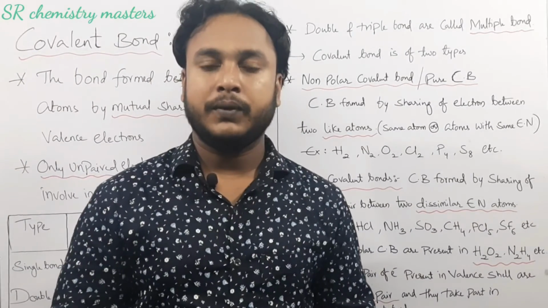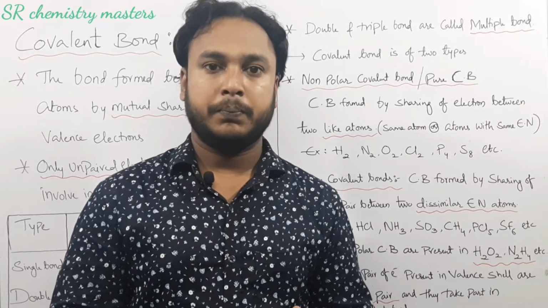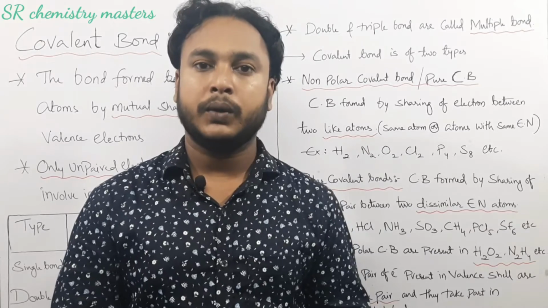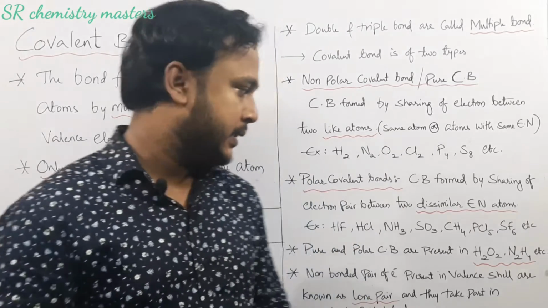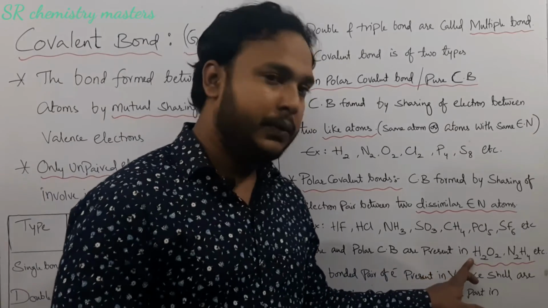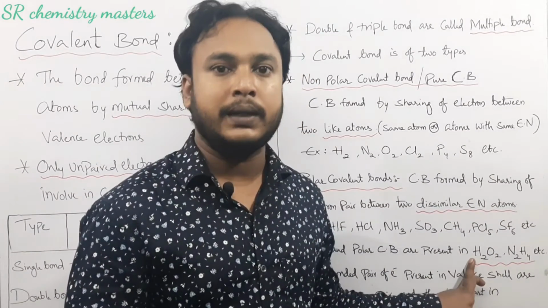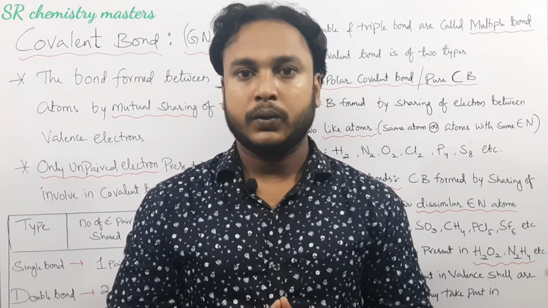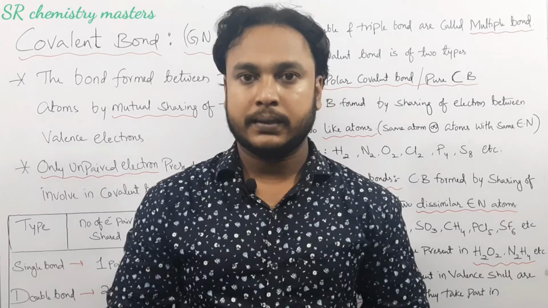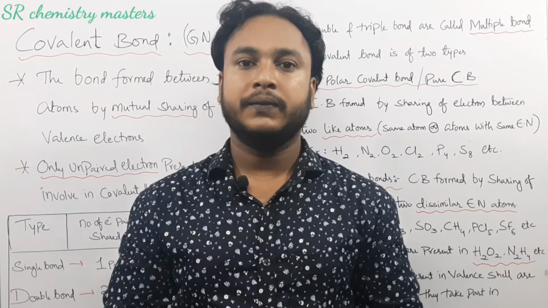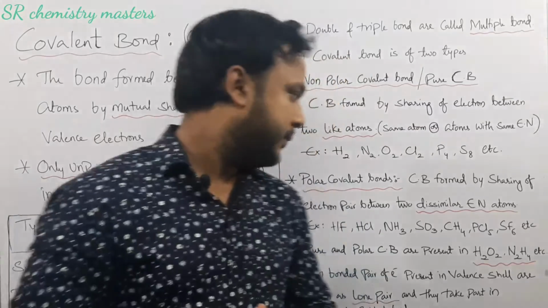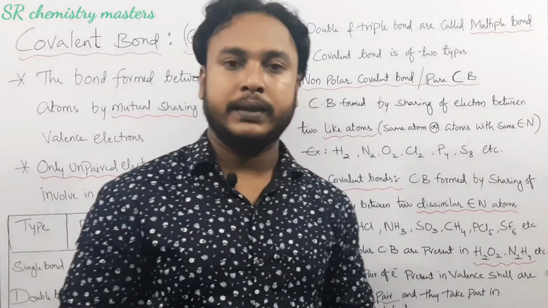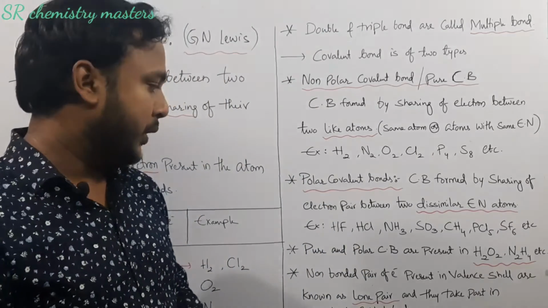Now let us see an example of a molecule in which both pure covalent bond and polar covalent bond exist, or a non-polar covalent bond and polar covalent bond exist. H2O2 is a molecule in which a pure covalent bond as well as a polar covalent bond exist. In hydrogen peroxide, a non-polar covalent bond exists between the two oxygen atoms, whereas a polar covalent bond exists between oxygen and hydrogen atoms. In a similar way, N2H4 is another example in which you will see pure covalent bond as well as polar covalent bond.